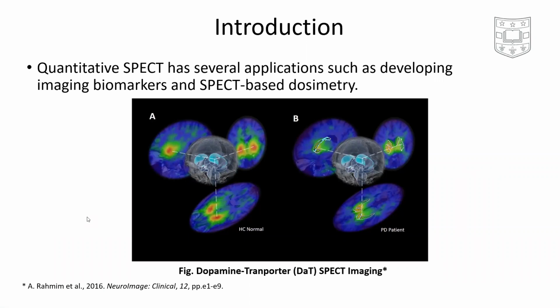Quantitative SPECT has several applications such as developing imaging biomarkers and SPECT based dosimetry. For example, in dopamine transporter SPECT imaging, there has been interest in the uptake in the striatal region as a biomarker for measuring severity of Parkinson's disease. For these important clinical applications, there is a need for reliable quantification from SPECT images.